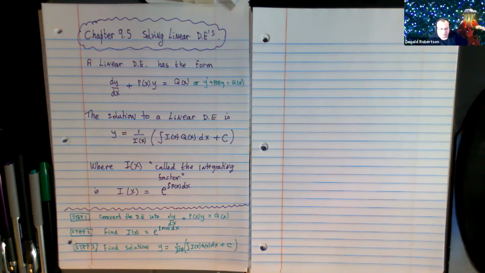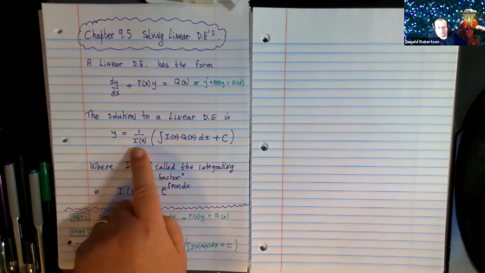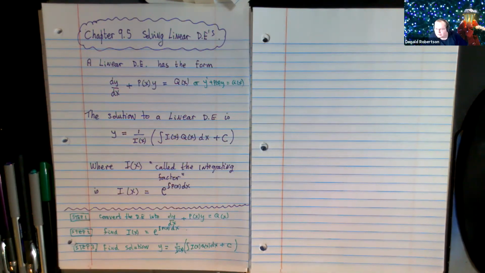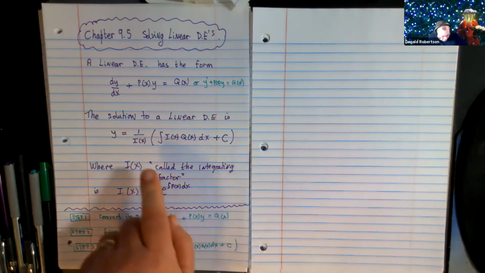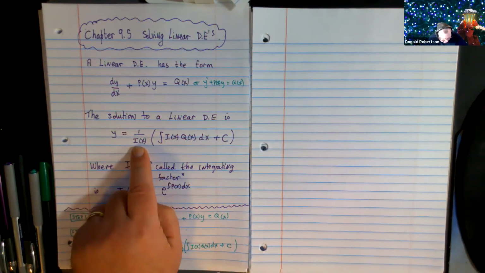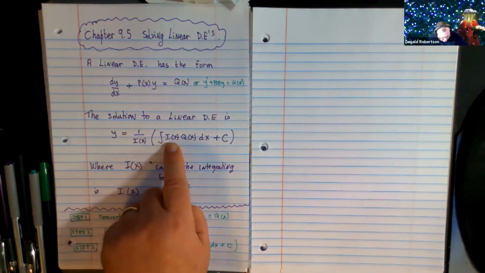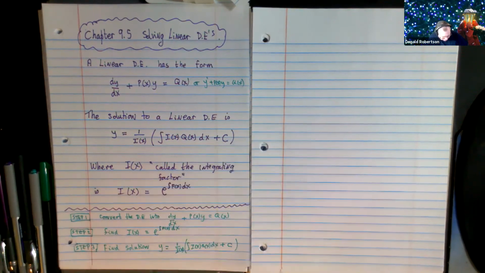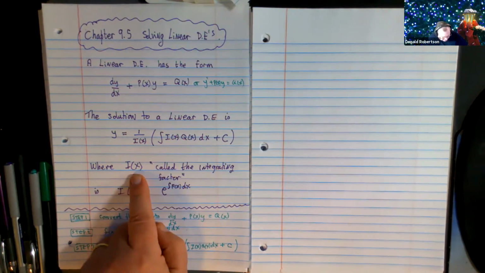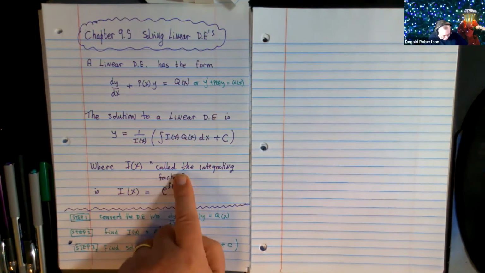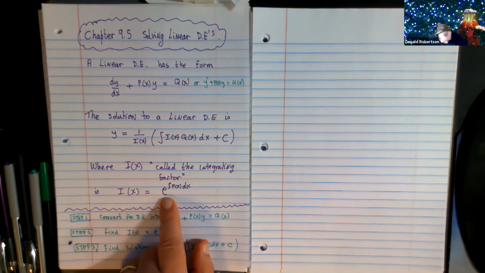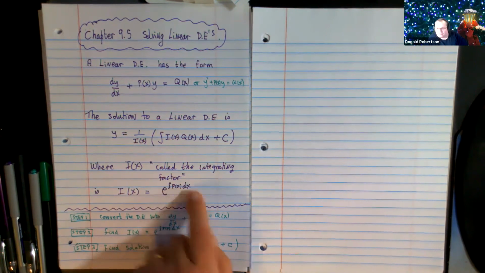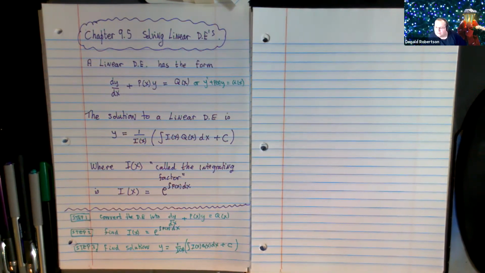Now, to solve a linear differential equation, there is actually a formula for it. It's this formula here. It's quite a complicated formula because it involves integrating things. So it's 1 over a guy called I of x times the integral of I of x times q of x dx plus c. This thing called I of x is given the name the integrating factor, and I of x is e to the integral of p of x dx. So you see there's lots of bits to it.